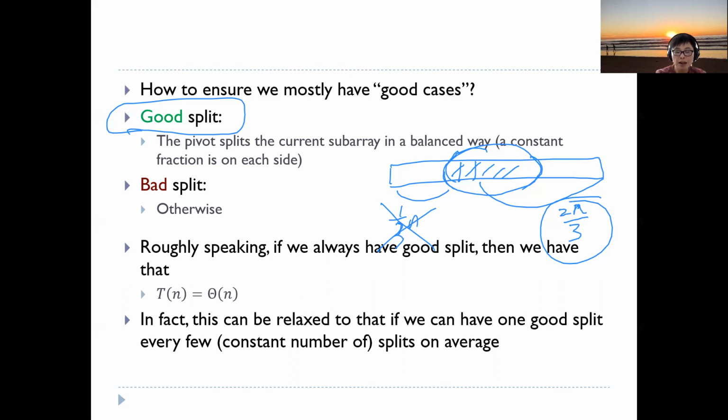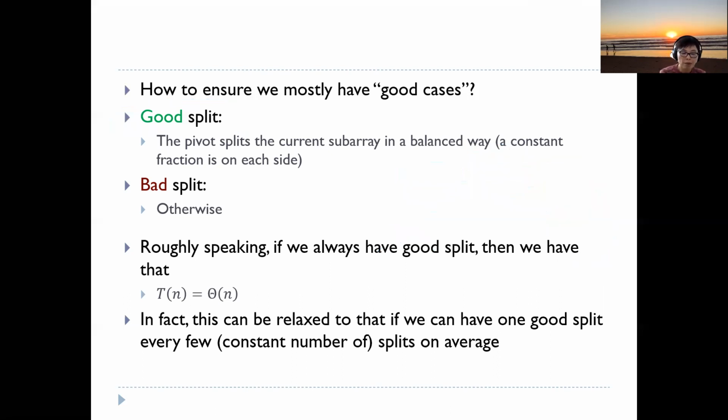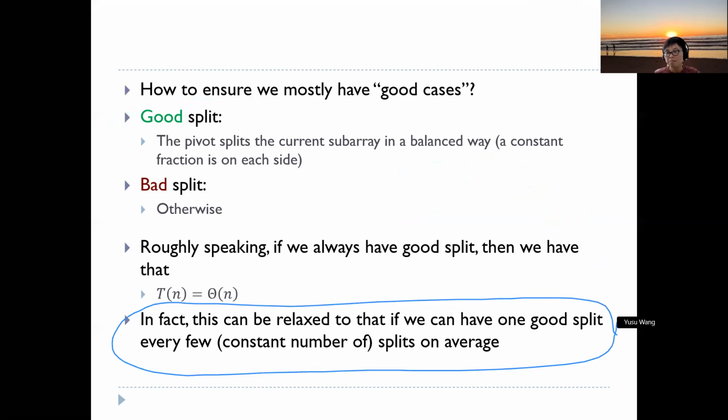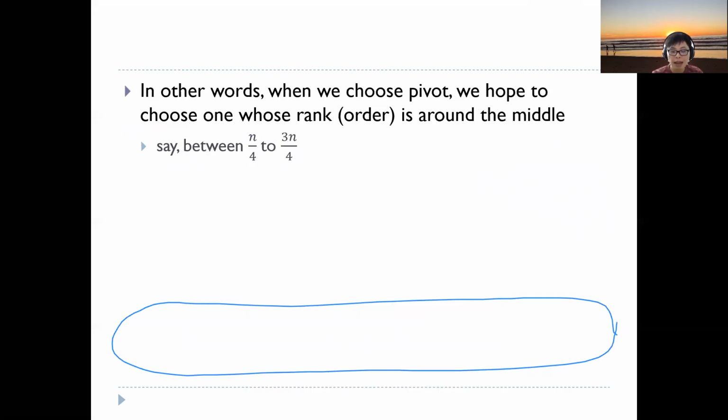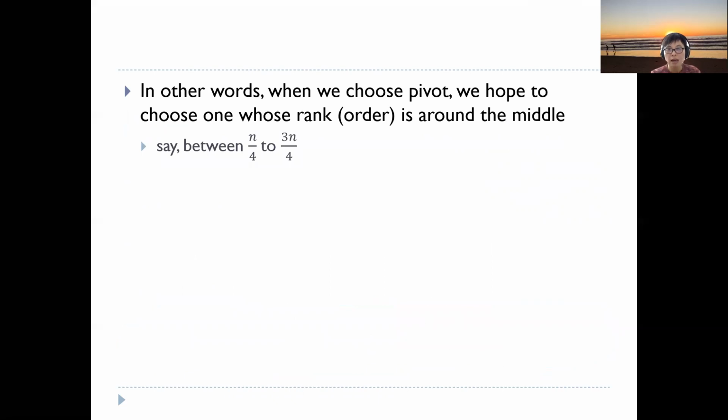So the question now becomes, what can I do to make sure this happens? What can I do to make sure that on average, I have one good split every few splits? And the idea to make sure that this happens is to use randomization.